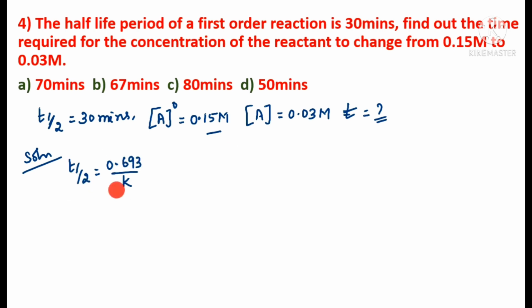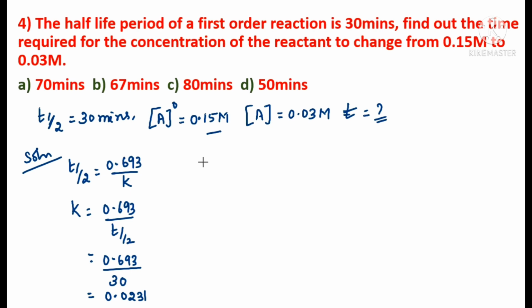So let us find out the rate constant using this formula. Okay, so the rate constant K is equal to 0.693 divided by T half. Okay, so find out the answer. 0.693 divided by what is the T half value? 30. Okay, so the K value is 0.0231. Understood?